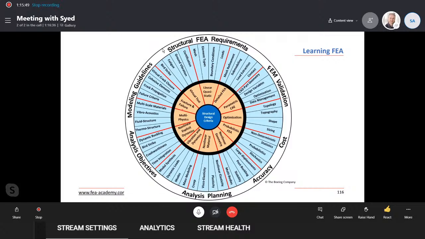Practically, FEA engineers don't master all the criteria. They are specialized in some criteria, okay? It's not possible to master all the criteria. You probably master 5, 6 criteria, not more. But I just want to show you this wheel, this graphic, because it shows you that it's a lot of skills you have to learn.